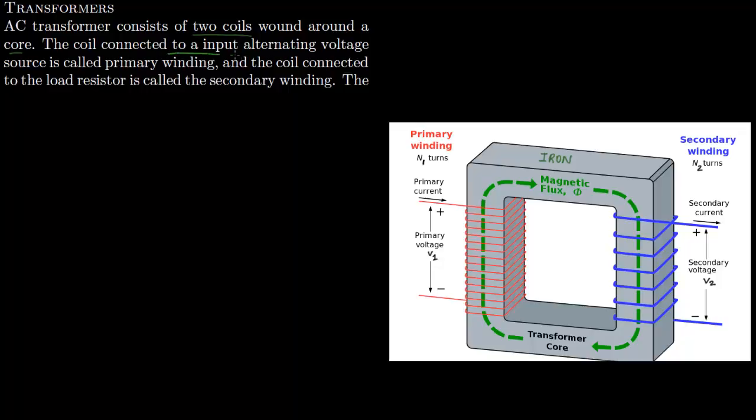The coil connected to the input alternating voltage source is called the primary winding. So we have the primary winding right here. This is connected to the source of some current, and the coil connected to the load resistor is called the secondary winding. So this part is connected to a load. This is the secondary winding.